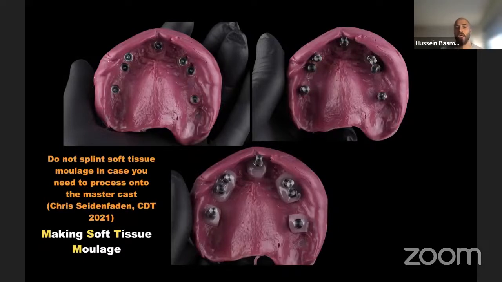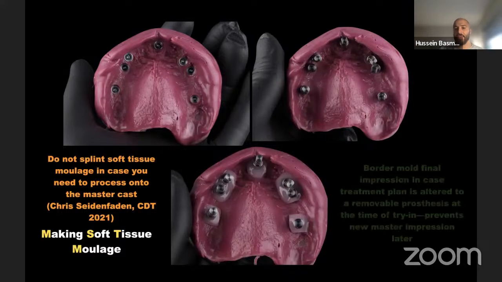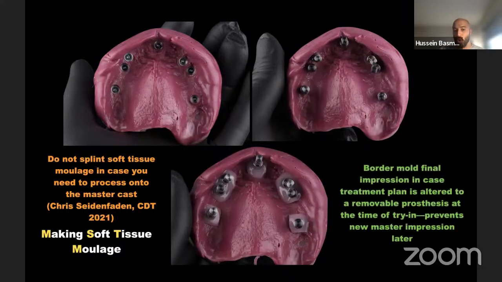And this is actually evidence-based literature that showed that it's always better not to splint all the way, just in case you need to process into the master cast. So definitely for this impression, what we like to use is PVS, or we can do it digitally these days.